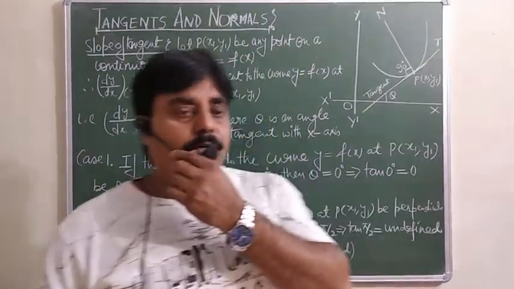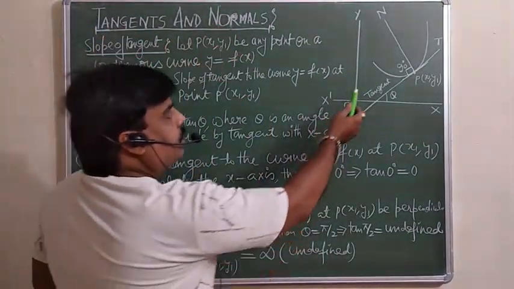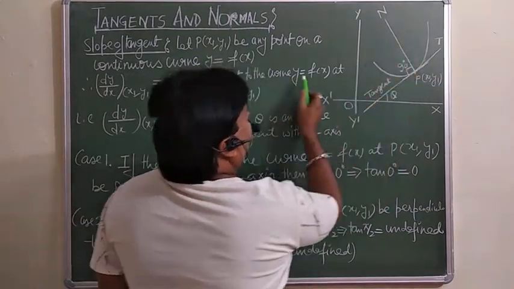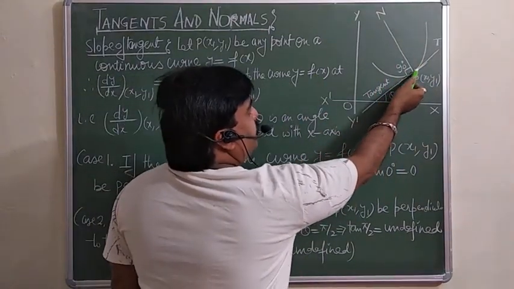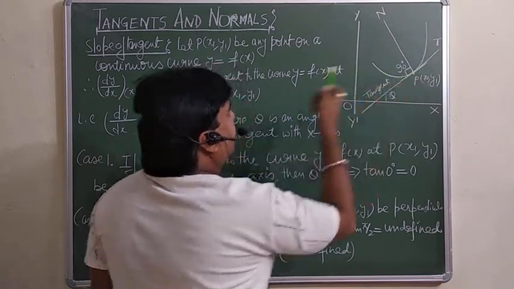Hello everybody. Now we will discuss tangents and normals. If any curve is given, let us say y is equal to f(x). At a point P there is a tangent, and this is the normal, which is perpendicular to the tangent.